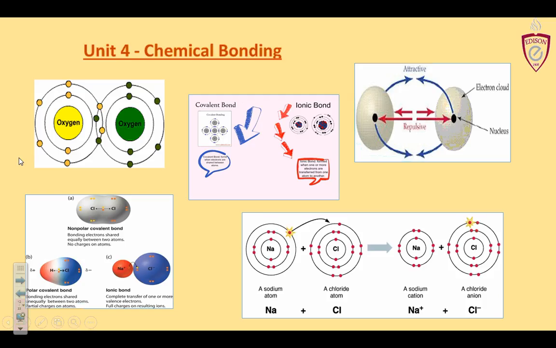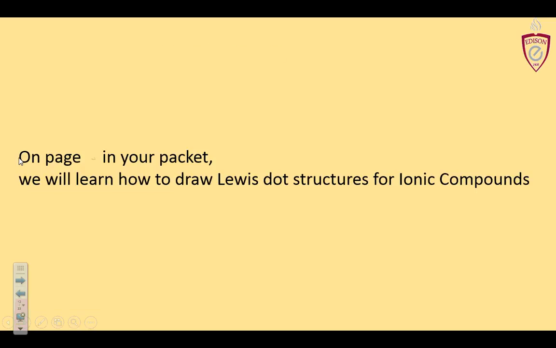Unit 4, Chemical Bonding, third homework video, page 7, C8. Today we're going to learn how to draw Lewis dot structures specifically for ionic compounds. There's a different method for covalent, and we're going to cover the ionics first. Ionics first, covalent later, and we'll get there.